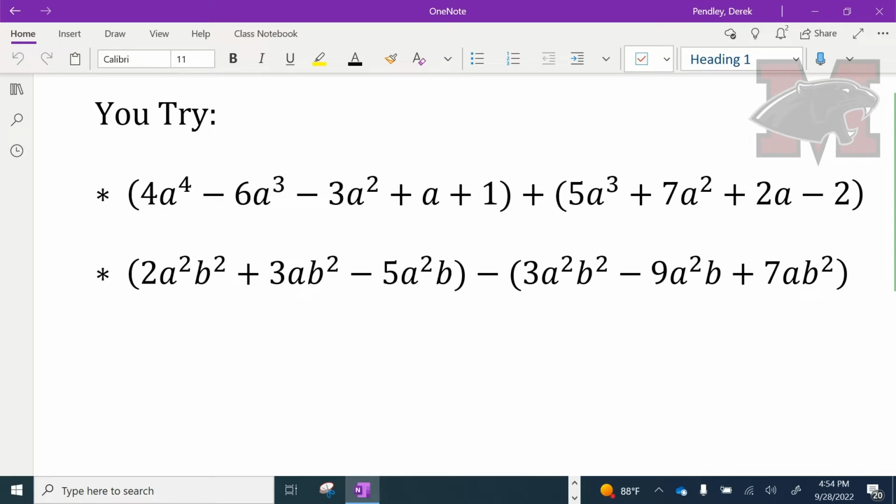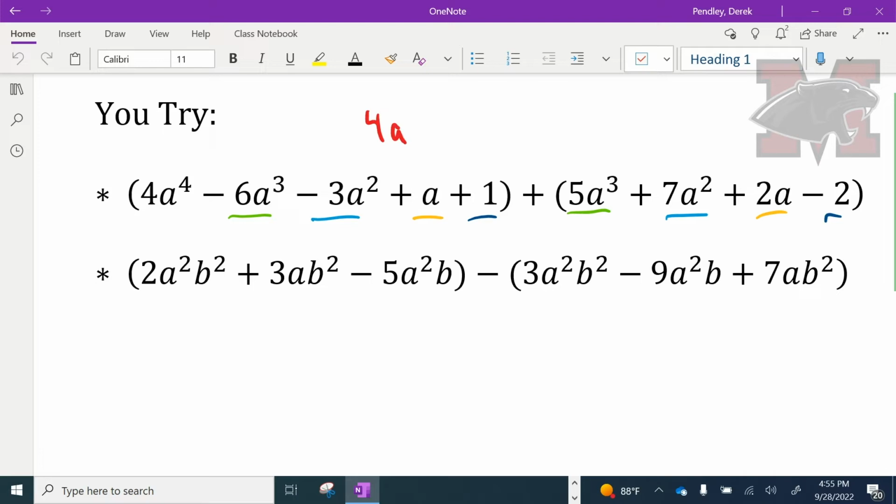All right, we're going to look at the first one here. So the first one is really, we could just remove the parentheses. So I'm going to collect like terms. I know I have an a cubed. I know I have a squareds. I know I have a's. And I have numbers. And there's just one a to the fourth. So I'm going to rewrite this as 4a to the fourth.